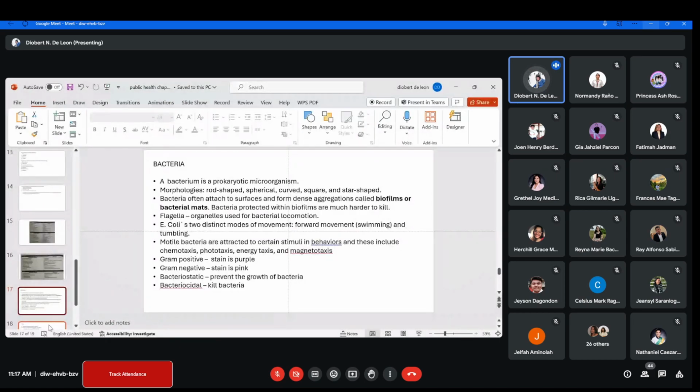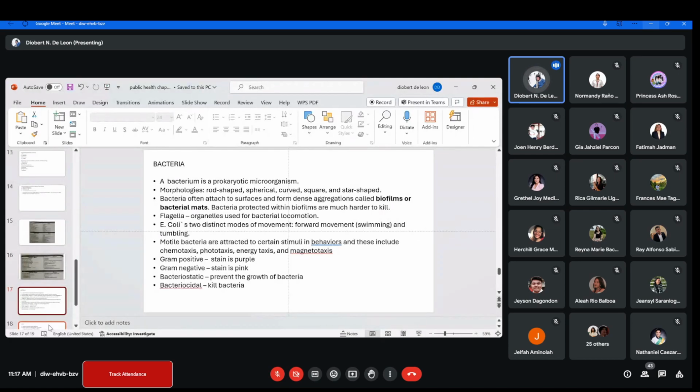Okay. Biofilms is also called bacterial mats. Bacteria in protected biofilms are much harder to kill. We also have here another term, flagella. These are organelles used for bacterial locomotion. You're already familiar with this. It's so very basic, no?